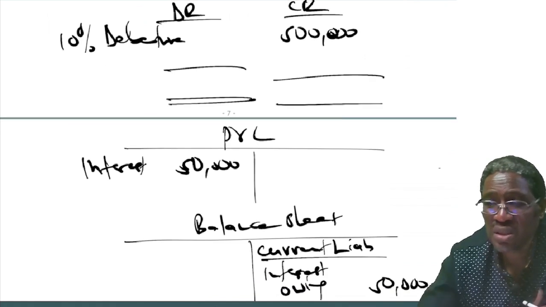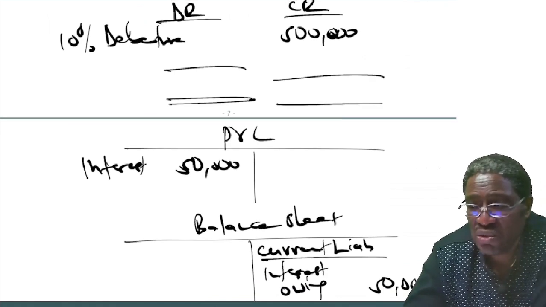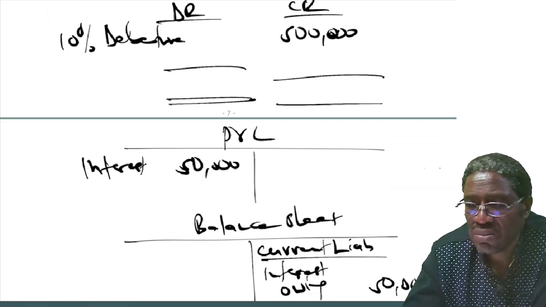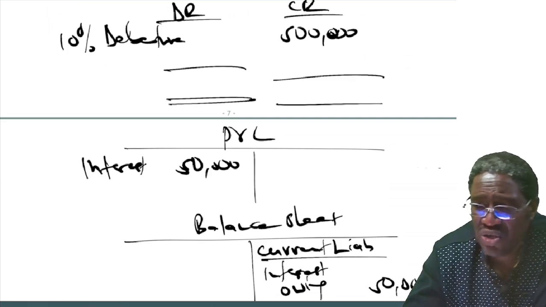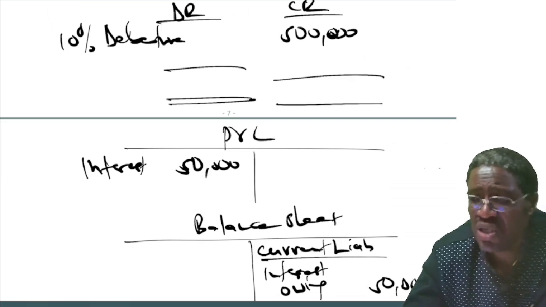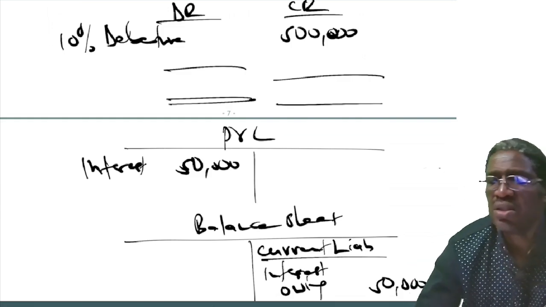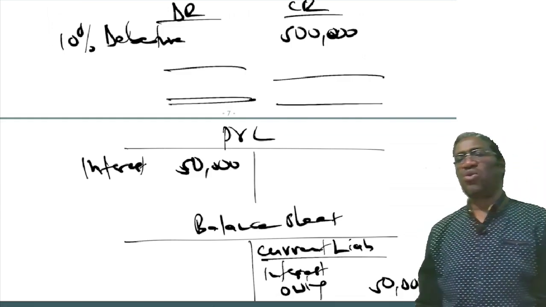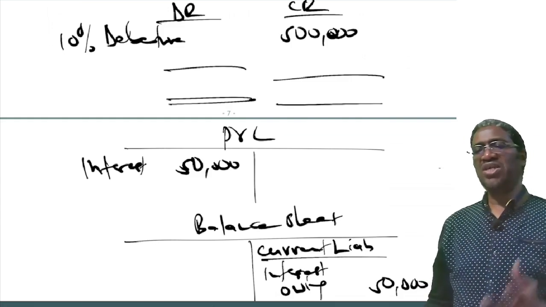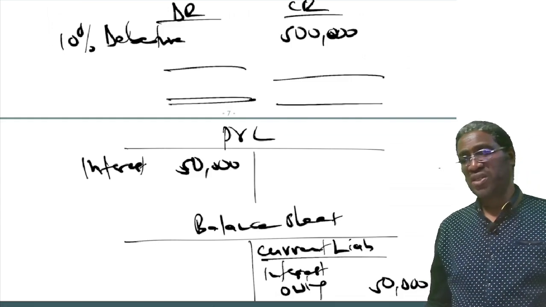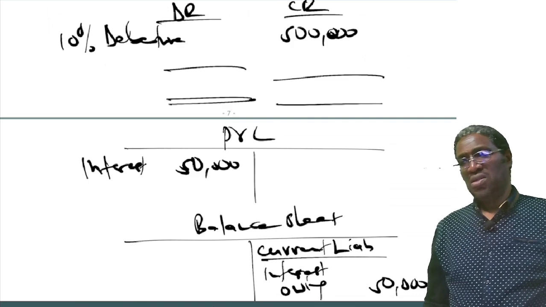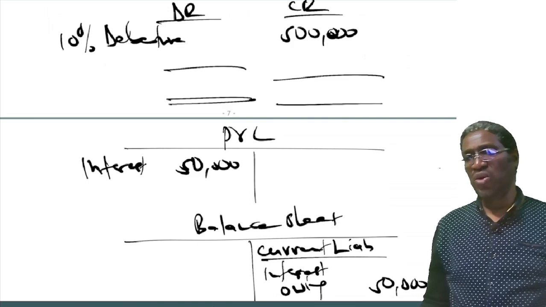You charge interest of 50. And again, below that, you show like you are preparing the balance sheet, and among the current liabilities, you have debenture interest owing, or just interest owing, of 50.